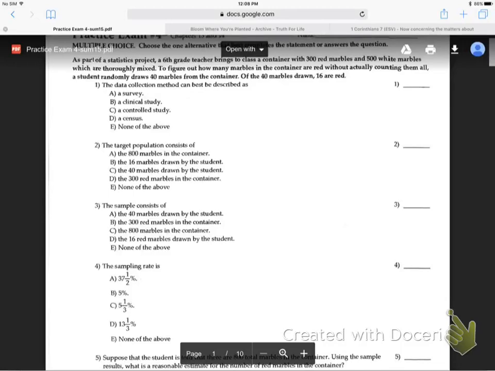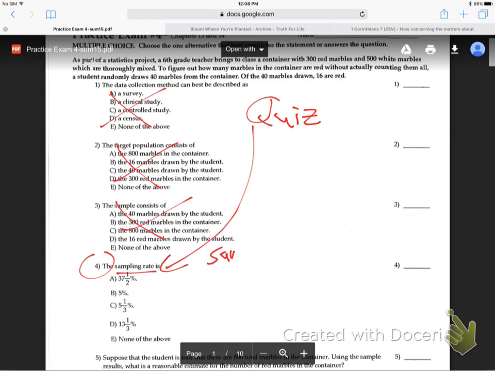Okay, so this is our quiz question. How do we find sampling rate? Again, sampling rate equals response rate. It's the same thing on your handout, and on the handout, it explains response rate.